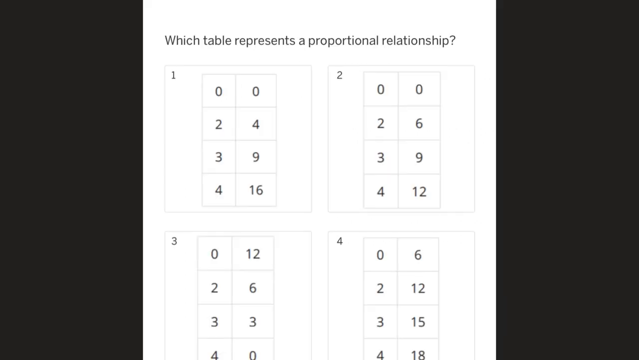Okay, this one is also pretty simple. We just want to find which table is proportional. So remember, proportional is just y divided by x. We're going to find the constant of proportionality here and see which ones work. Now, I'm not going to divide the 0 by 0, because it's starting at 0, 0, so we're good. Then here we're going to go 4 divided by 2 is 2. 9 divided by 3 is 3. 16 divided by 4 is 4. So these are not the same. So this is not proportional.